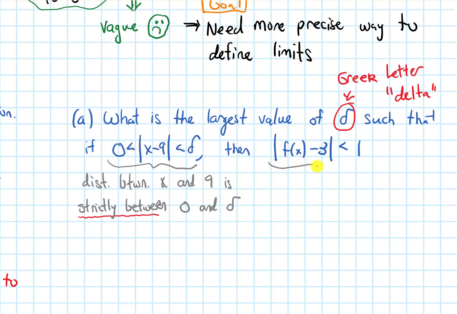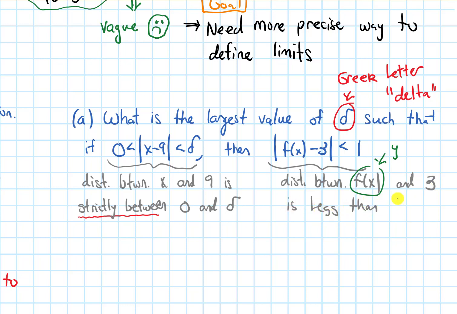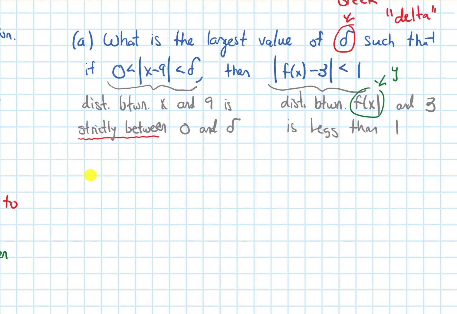All right, doing the same thing for this other absolute value inequality. This is saying the distance between f of x, remember f of x represents my y values, and 3 is less than 1. All right, so let's draw a picture and then we'll break this down.